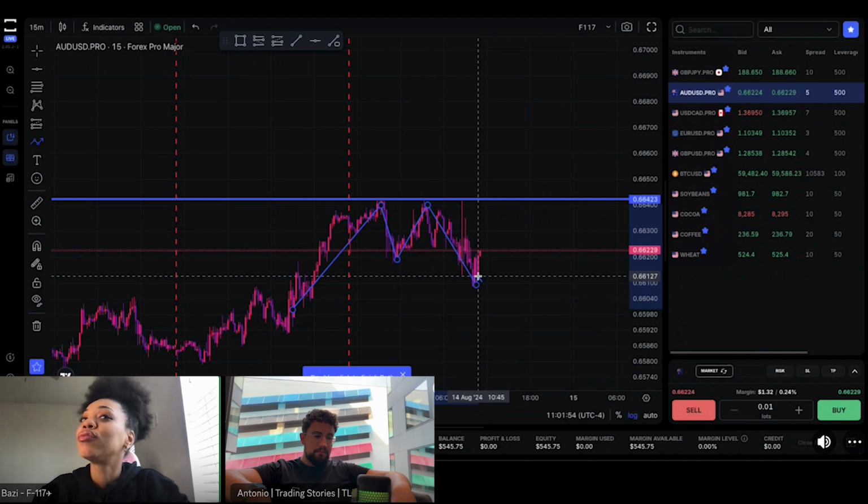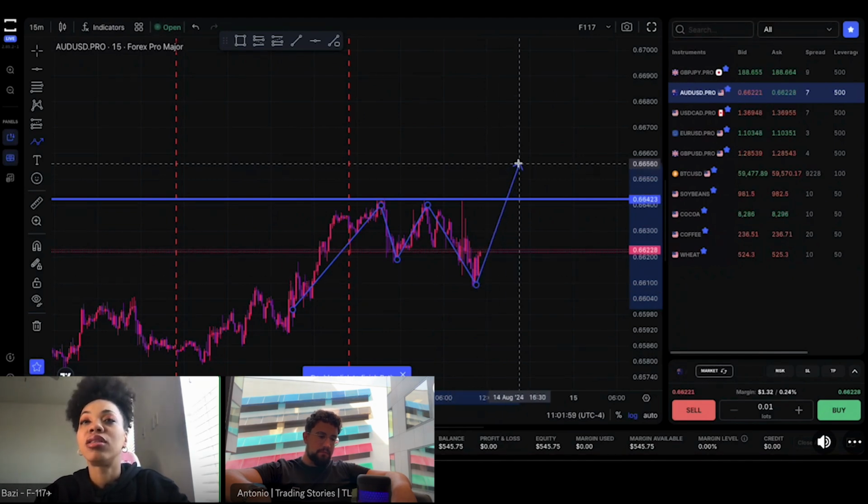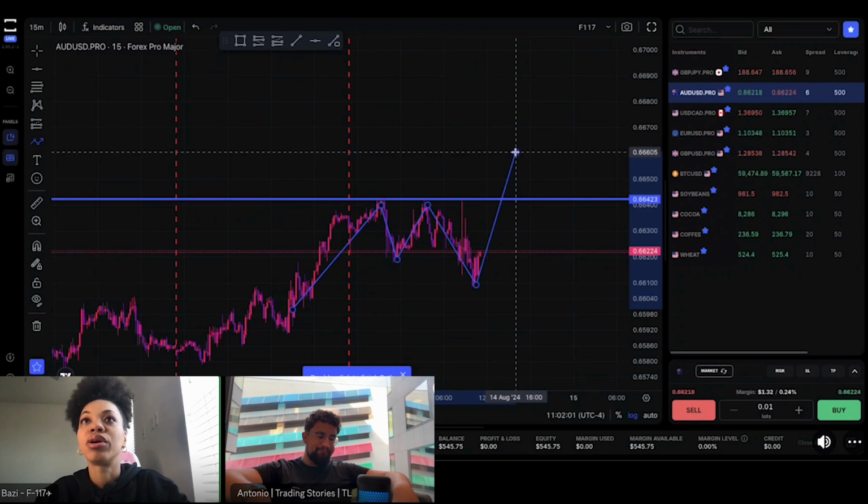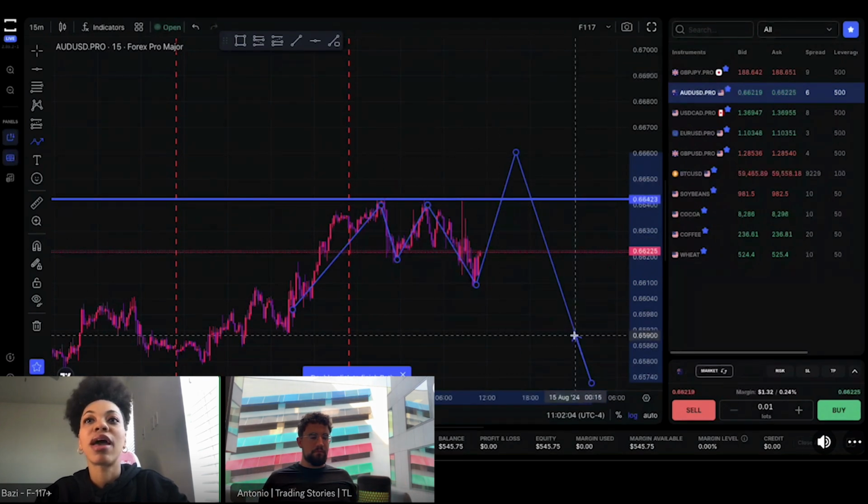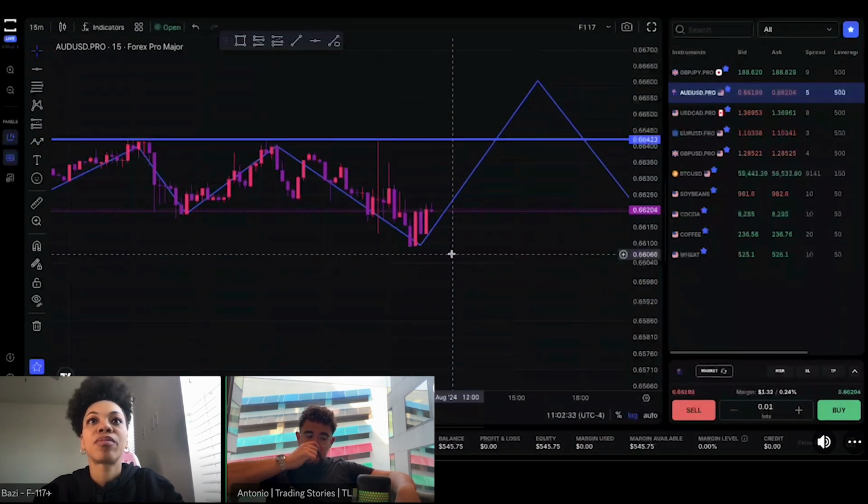But if you don't, and you decide to ride it out and you don't have a trailing stop and you have a little stop loss, don't be surprised when they come all the way up through here just to take out your stop loss, and then they continue. That happens a lot.